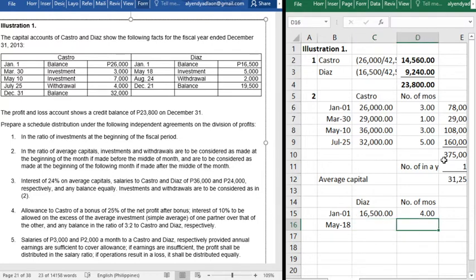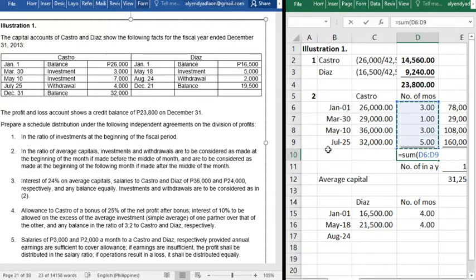Next, on May 18, there is an additional investment of 5,000. So 16,500 plus 5,000 is 21,500. And that is until August 24. Take note that August 24 is treated as August 31. So from May, June, July, August, that is again 4 months. Now take note, class, to check whether you got the correct answer, you just have to compute the number of months. It should be 12. As you can see, this is 12, so my counting is already correct. For you to check whether your counting of the months is correct, it must total 12.